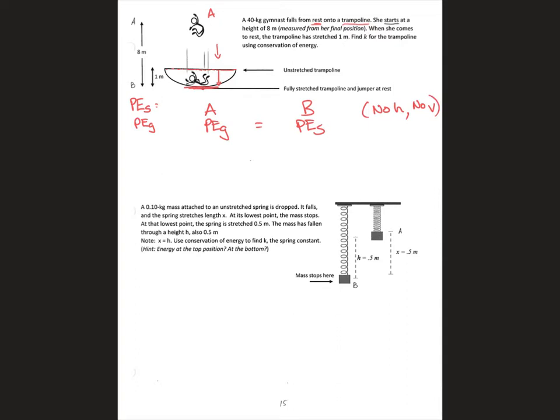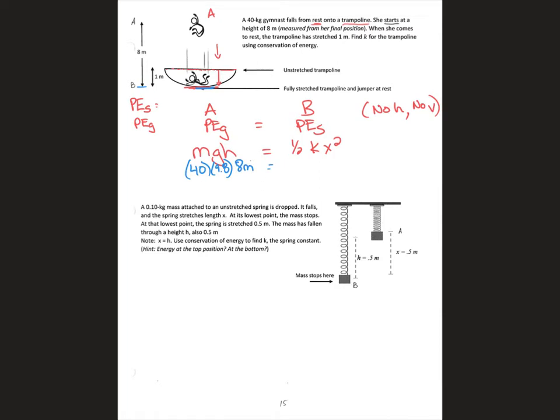So the formula for potential energy due to gravity at A is mgh. The potential energy at the bottom of the trampoline is 1/2 kx squared. Now we put in the mass. Notice the masses can't cancel out because there's no mass on the B side. G is 9.8. Now here becomes the interesting thing. How high is the jumper relative to the zero height? Well, this is the zero, and according to this, that's an 8-meter drop.